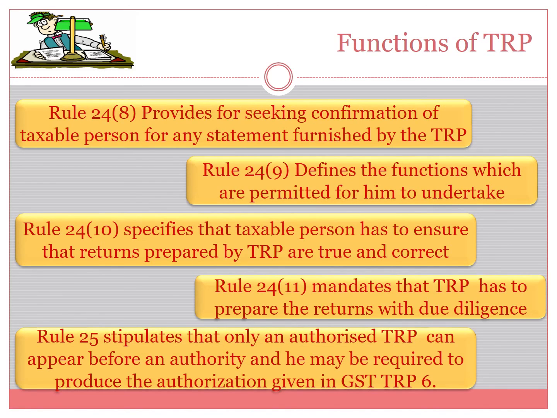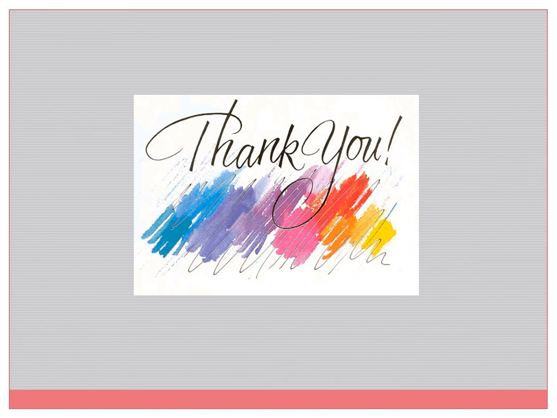Under Rule 25, only an authorized TRP can appear before an authority and he may be required to produce the authorization given in GST TRP 6. This brings us to the end of today's topic of discussion.